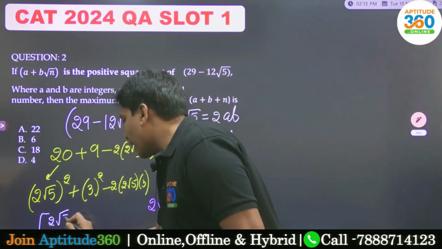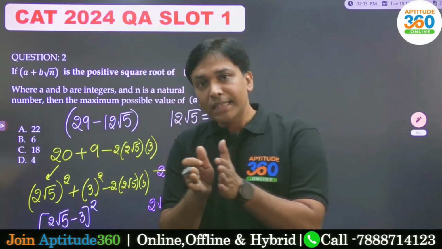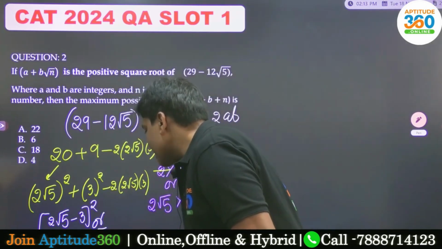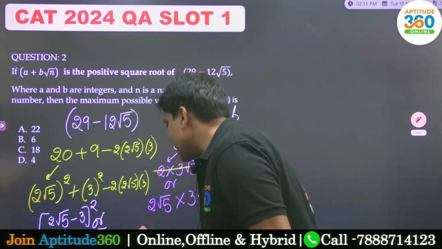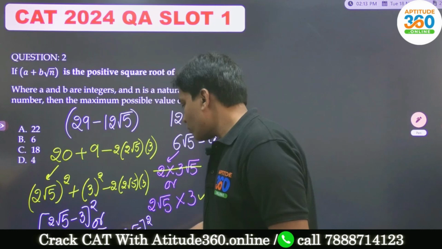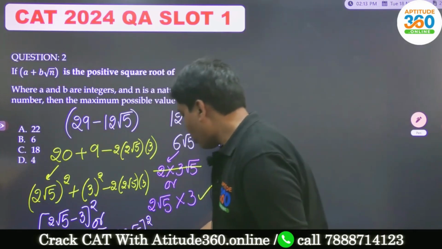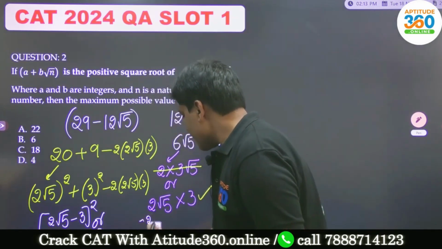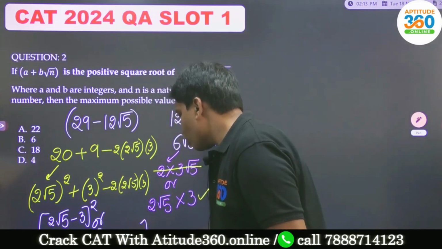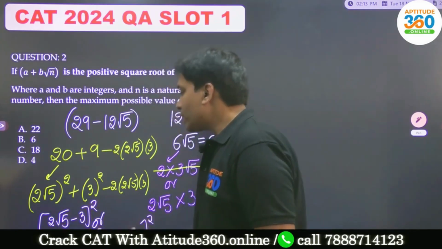And if you understand this, so can I write this number as what? 2 under root 5 minus 3 whole square, because it is going to be nothing but a negative b whole square, or I can write this as 3 minus 2 under root 5 whole square. In both of the cases, it is going to be negative 3 plus 2 under root 5. Isn't it the same thing? Hold on a second. So I can write this thing as 3 minus 2 under root 5 whole square.